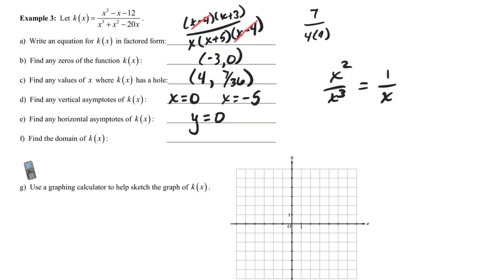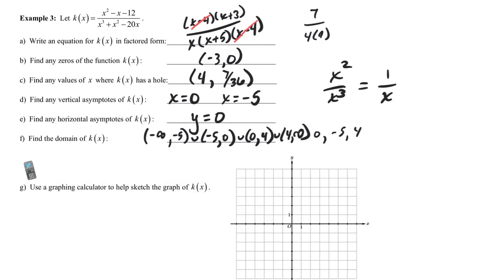All right, the domain. I had to take out 3 numbers. I had to take out, let's write that down, 0, -5, and 4. So I'm going to start with -infinity. What is the first number I get to moving left to right? That's -5. I'm going to union that with -5 to the next number, which is 0. Union that with 0 to the next number, which is 4. And then union that with 4 to infinity.